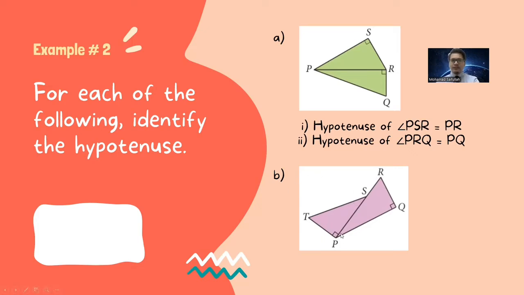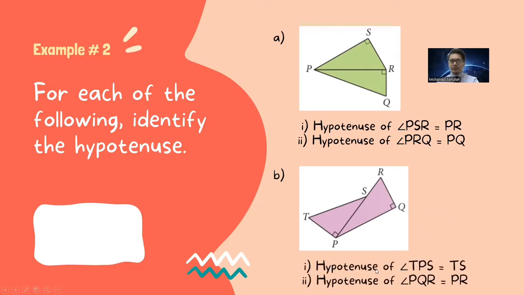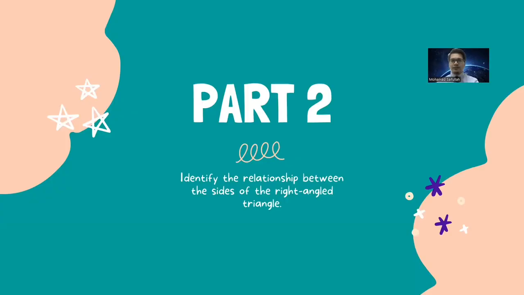Correct. So the hypotenuse for this question will be TS and PR because the 90 degrees is here and here. So the opposite to the 90 degrees will be its hypotenuse. So the hypotenuse for triangle TPS is TS and the hypotenuse for triangle PQR is PR. Okay, correct. So end of part 1.